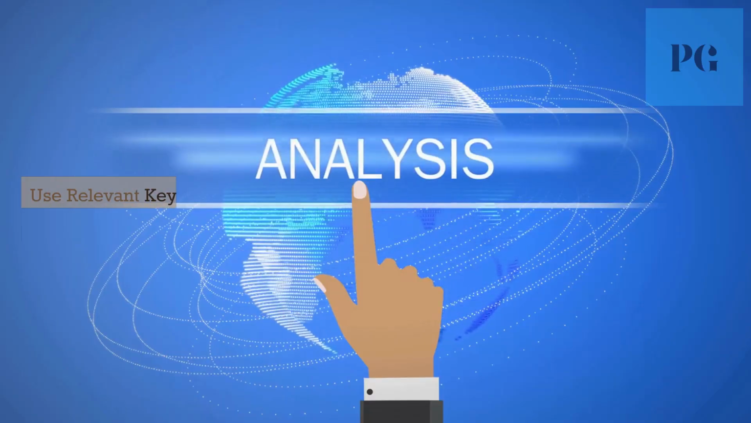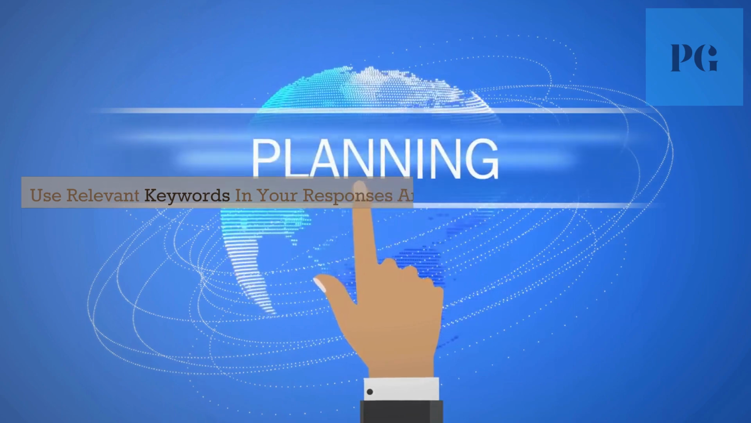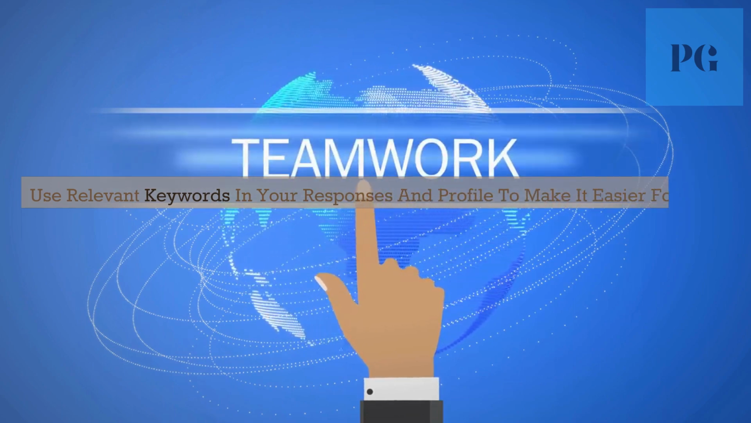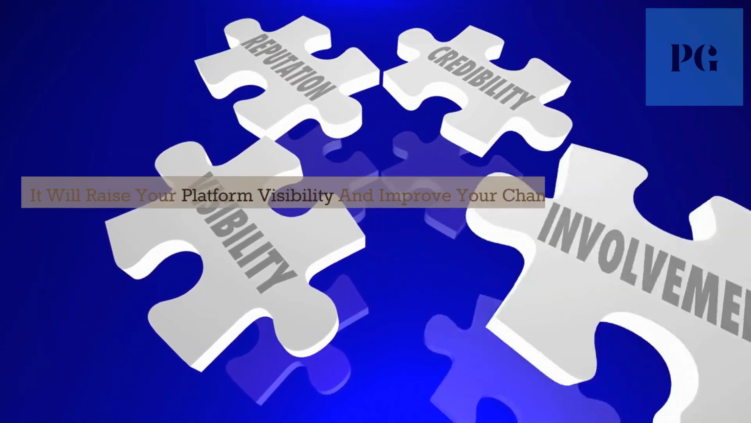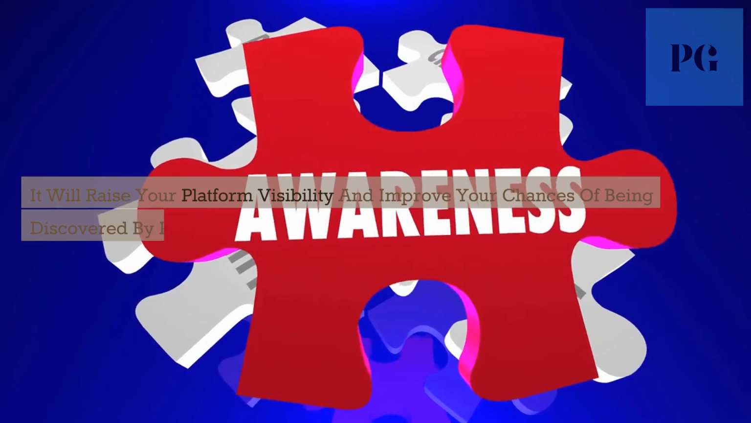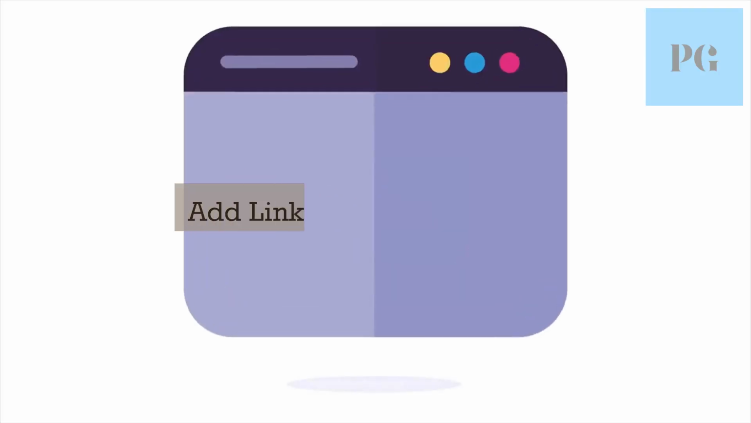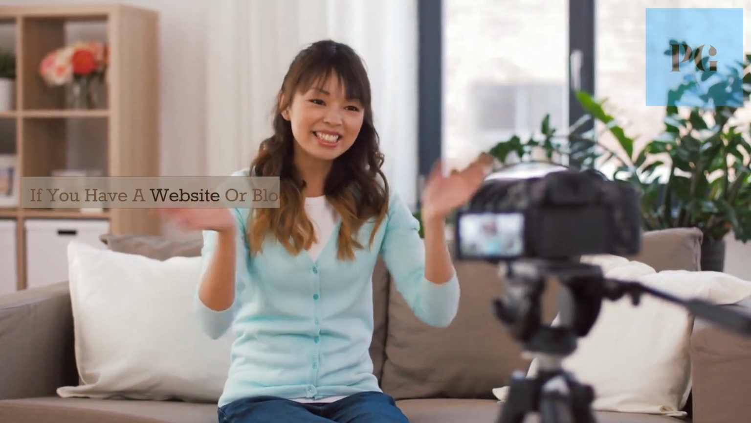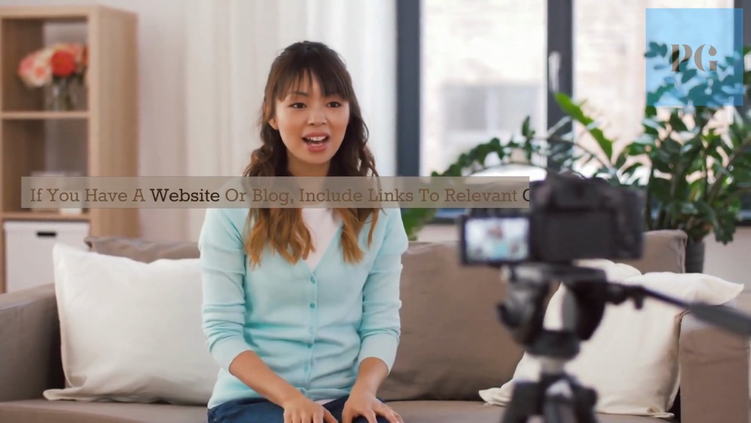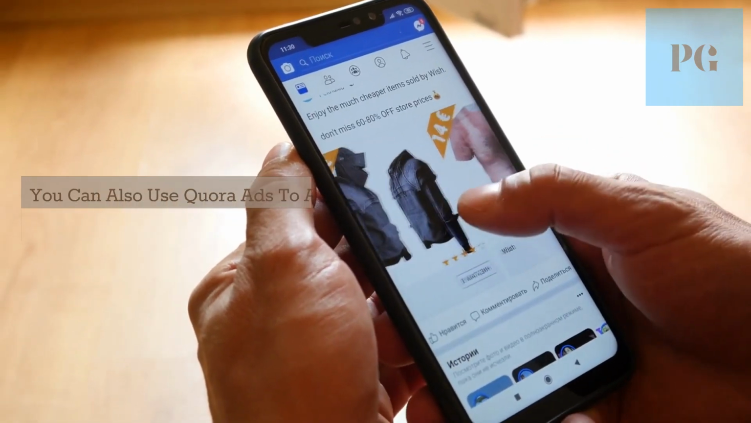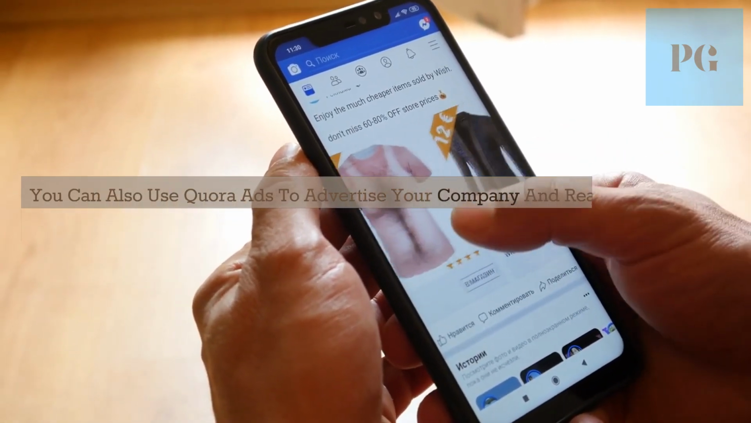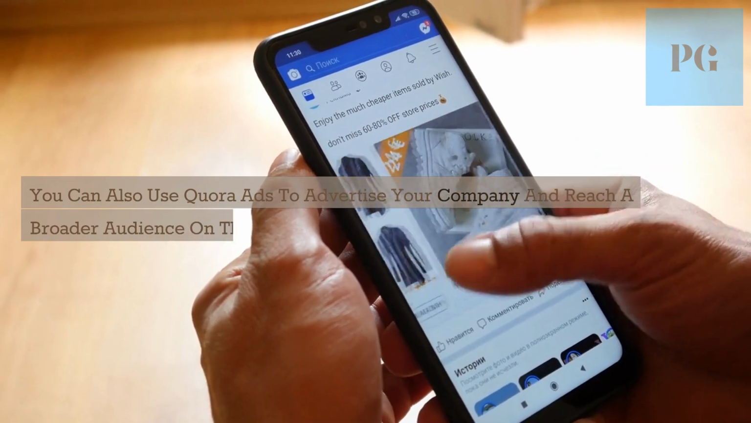Use relevant keywords in your responses and profile to make it easier for users to locate you. It will raise your platform visibility and improve your chances of being discovered by potential clients. Add links to your website. If you have a website or blog, include links to relevant content in your answers. You can also use Quora ads to advertise your company and reach a broader audience on the platform.